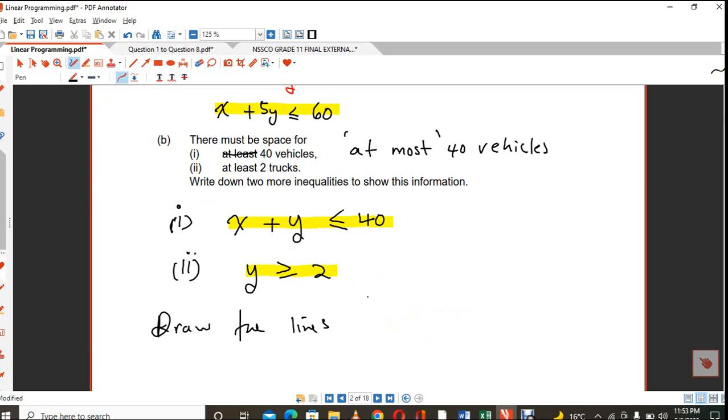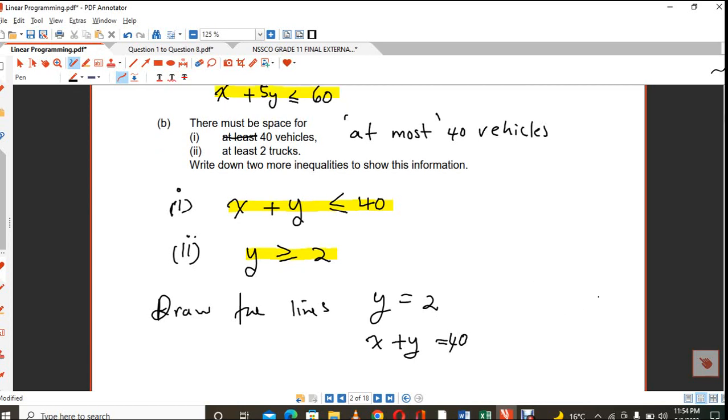So I'll draw the line y equals 2. And the other one, I'm going to draw x plus y equals 40. And I'll show you exactly what to do. And the other one will be x plus 5y is equal to 60. So 1, 2, 3. These are my lines.